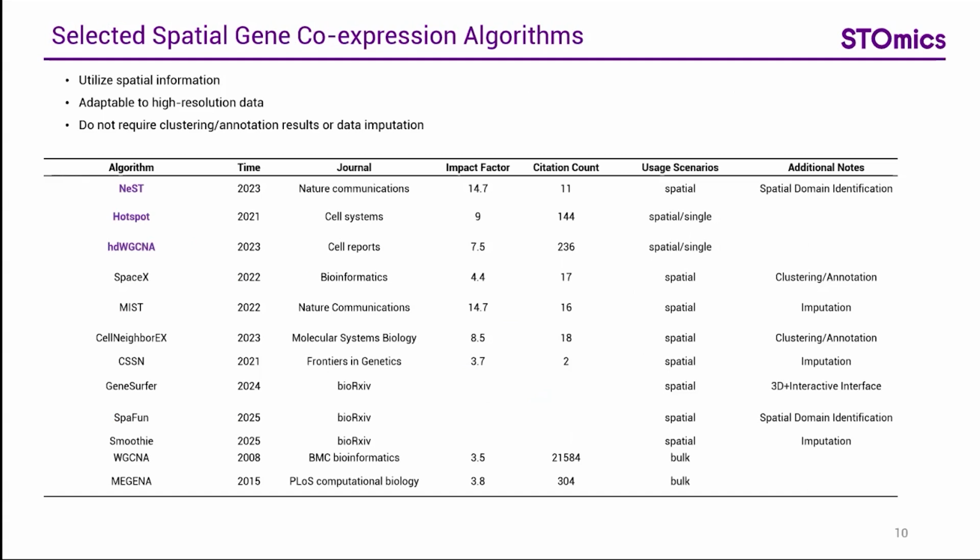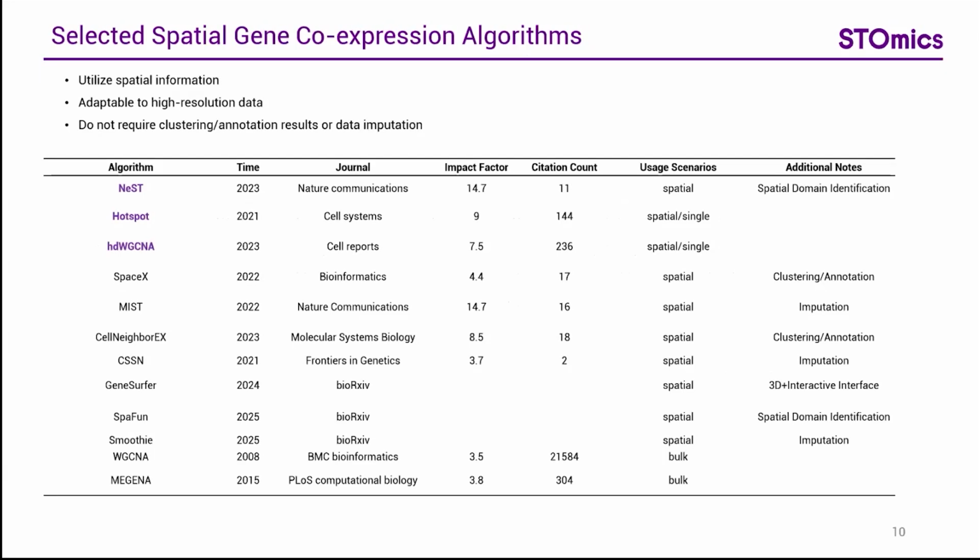These algorithms can fully utilize spatial information and are compatible with high-resolution data. Additionally, they do not rely on other clustering and annotation results. They don't affect the integrity of the original expression matrix through data imputation. Therefore, our subsequent algorithm evaluation work will mainly focus on 3 algorithms: NEST, hotspot, and high-dimensional WGCNA.